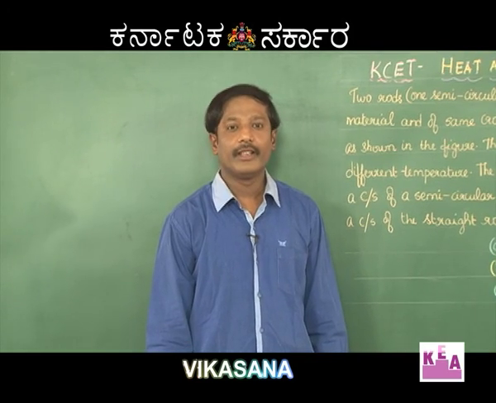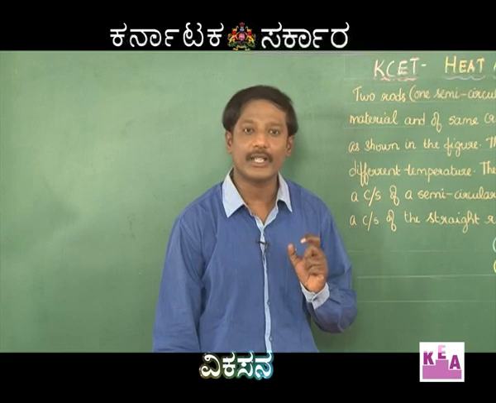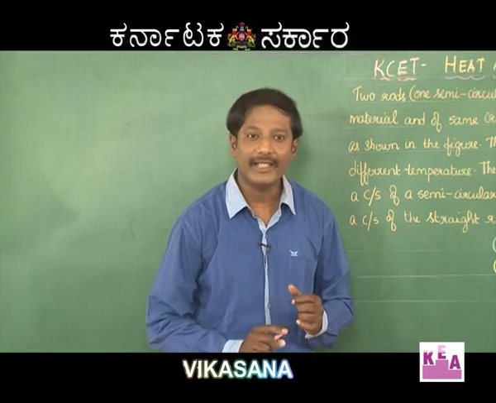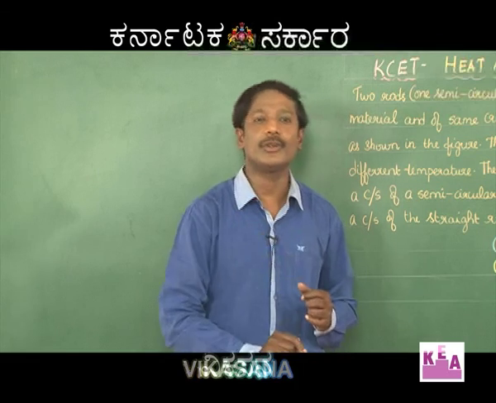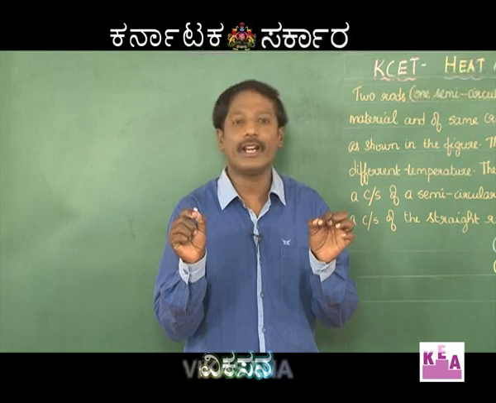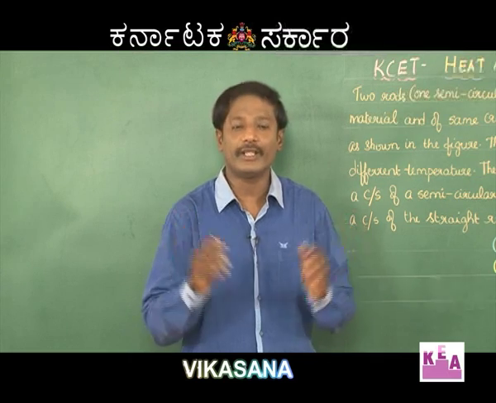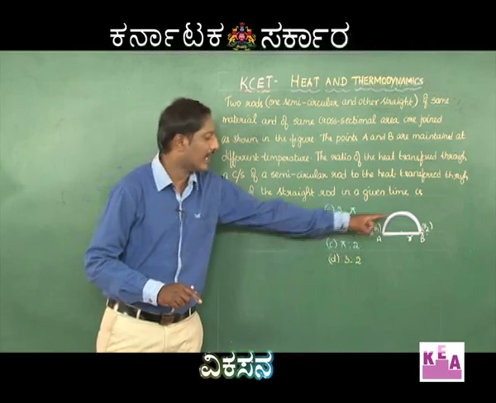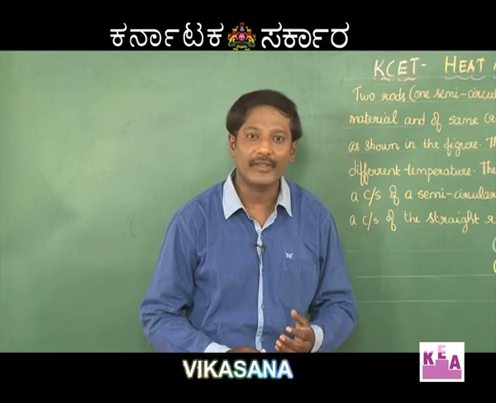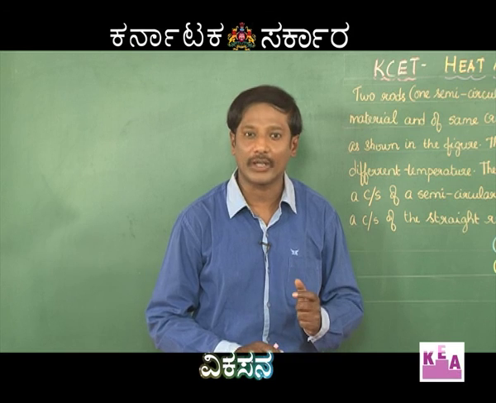Students, in this question two rods are placed, one straight rod and the other a semicircular rod, but they are made up of the same material. That means the thermal conductivity is the same for both. And the ends of both rods, the semicircular ends and the straight rod ends, are maintained at 2 different temperatures. Let us say one is θ1, the other is θ2. They are asking what is the ratio of the amount of heat flowing in the circular rod to the amount of heat flowing in the straight rod.